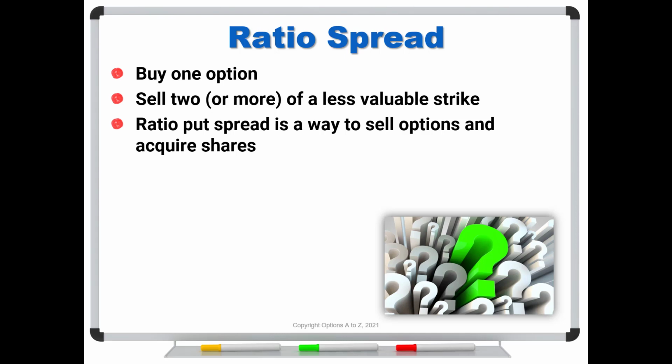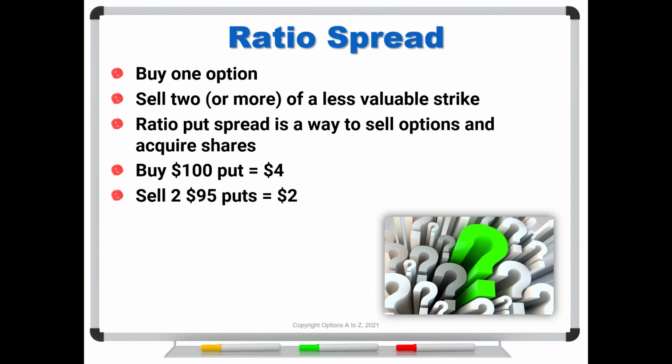So to see why, let's assume that you buy a $100 put, and let's say it's trading for 4, and you can sell two of the $95 puts trading for 2. So in this case, it would be a net debit of 0, or sometimes what's called an even trade. And all that means is that we've spent $4 on the purchase and we've collected $2 twice. So we've spent 4, we've collected 4.